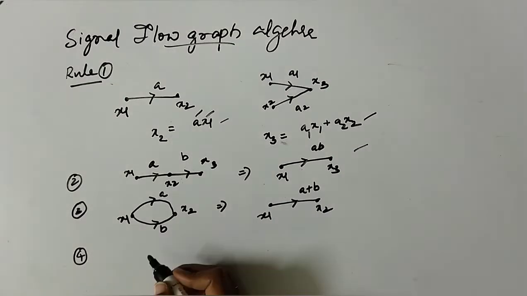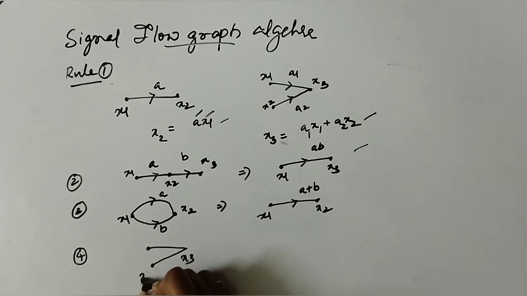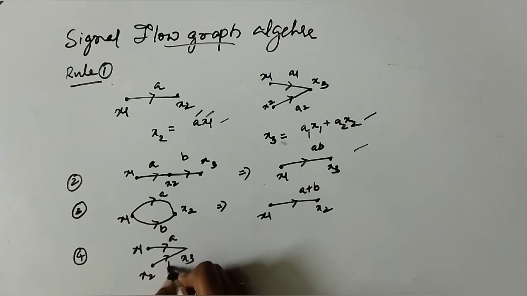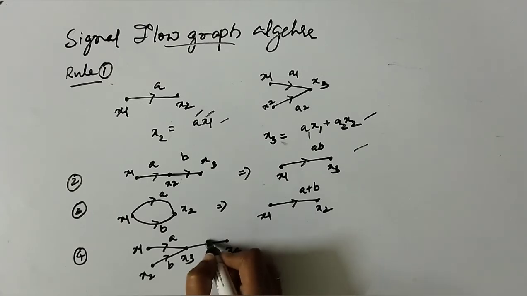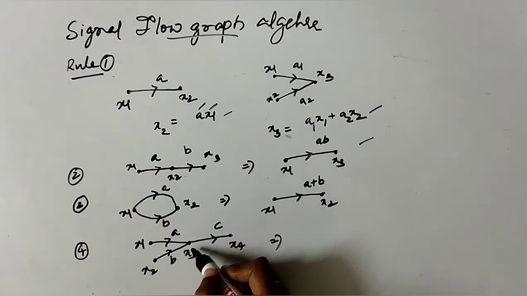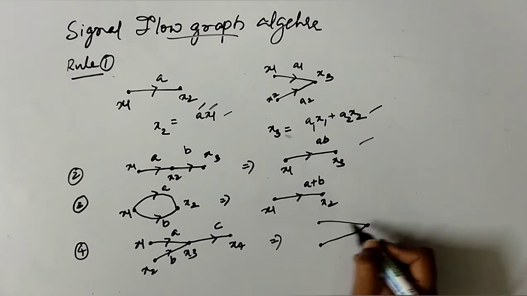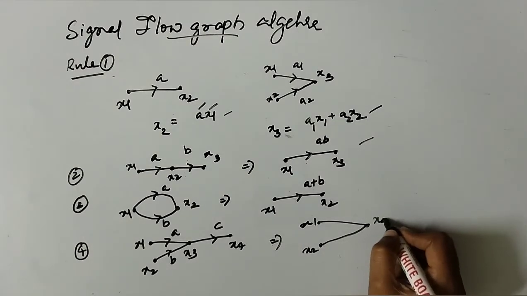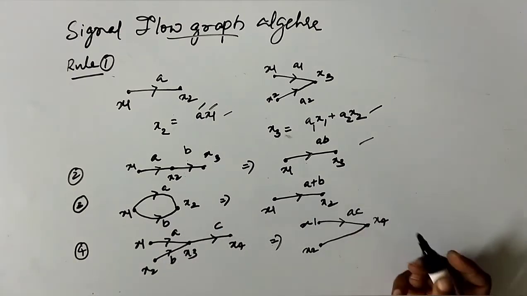Rule 4, when you have a mixed node. This is x3, this is x2, and this is x1, where the gain is A and this is B, then you have another node where the gain is C. You can eliminate the mixed node, where you have incoming as well as outgoing branches, by representing it this way, where x1 is an input, x2 is another input, and x4 is the output. A into C is this total path, and the other gain is B into C.